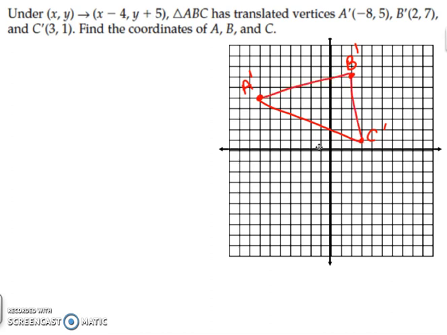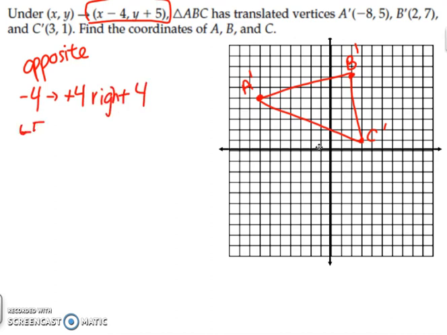Okay, so I need to go backwards. So if this happens, you're going to do the opposite of that rule, okay? So instead of going negative 4, I need to go a positive 4, which means I should go right 4. And instead of a positive 5, I really need to go negative 5, which means go down 5, okay? Because this rule is what takes you from the first triangle ABC to the new triangle. So if they give you the new triangle and you have to go find the old triangle, you're going to do the opposite. So I'm going to go right 4 and down 5.